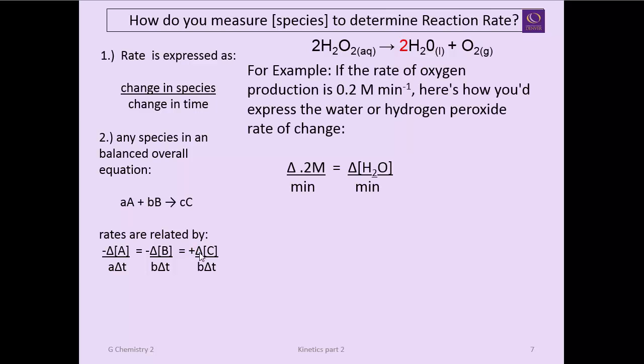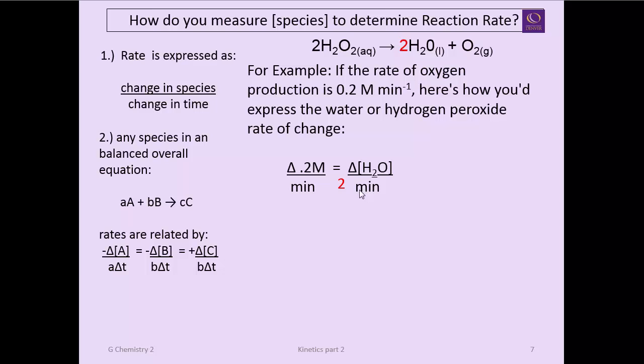How does that work? For example, if the rate of oxygen production is a change of 0.2 moles per minute, how would you express that same rate for hydrogen peroxide or water? Okay, so here's how we do it for water. We'd set it up and say, okay, we know that we're measuring oxygen production. It's 0.2 moles per minute, so that's right here, it's positive, 0.2 moles per minute. We'll just set it equal to my water production, and the only difference is we're going to solve for this thing, but we need to include that coefficient.